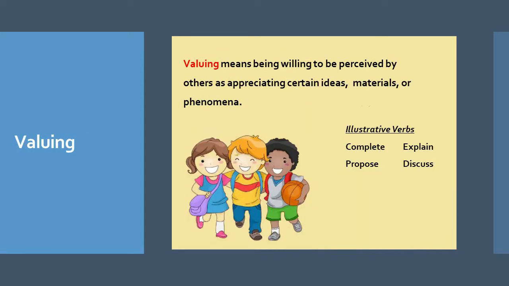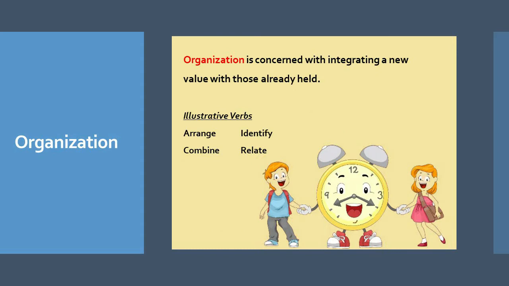Now we move to the third level, that is valuing. Valuing means being willing to be perceived by others as appreciating certain ideas, materials, or phenomena. And here we can use verbs like complete, explain, propose, or discuss. And the fourth level is organization. Organization is concerned with integrating a new value to those already held. And here we can use verbs like arrange, identify, combine, and relate.